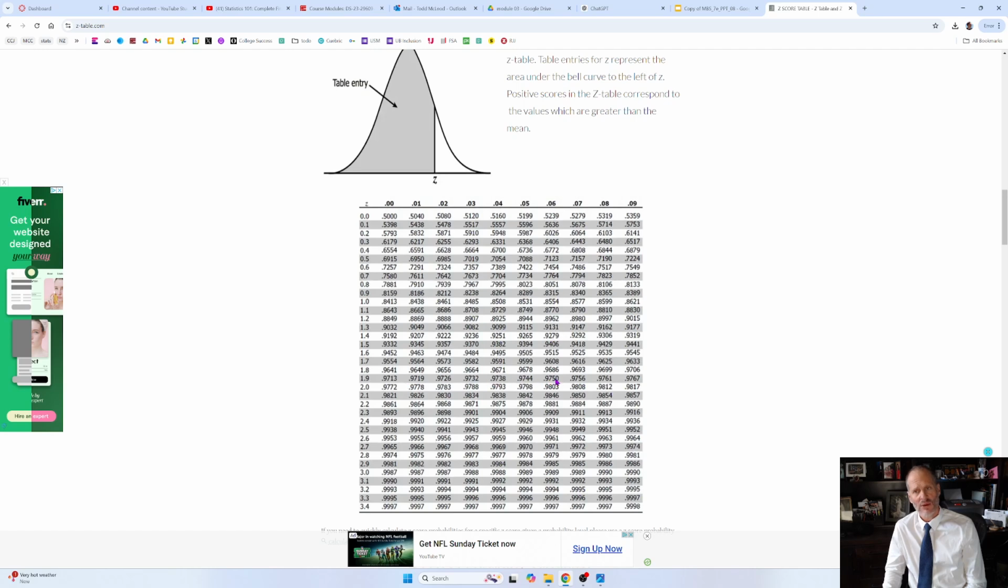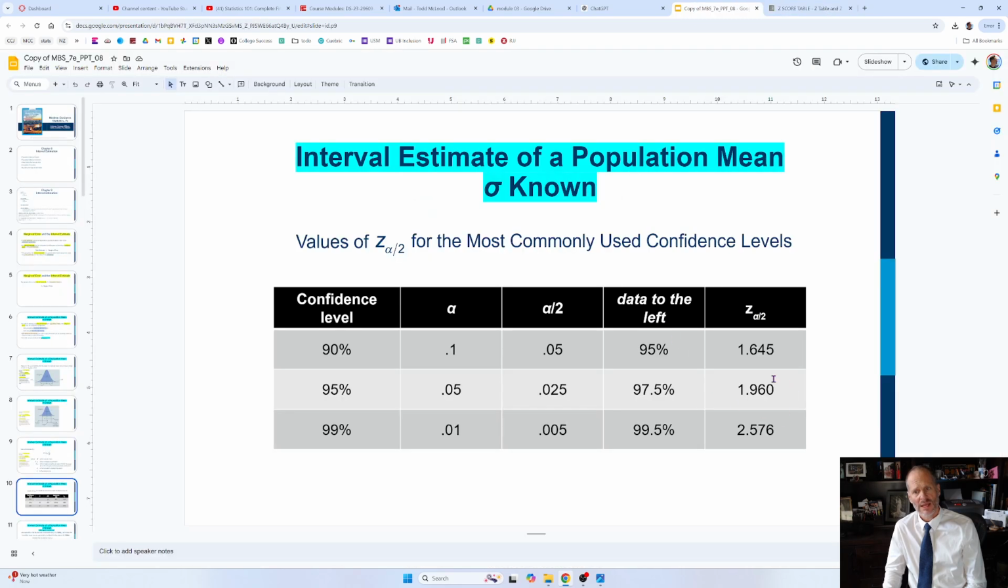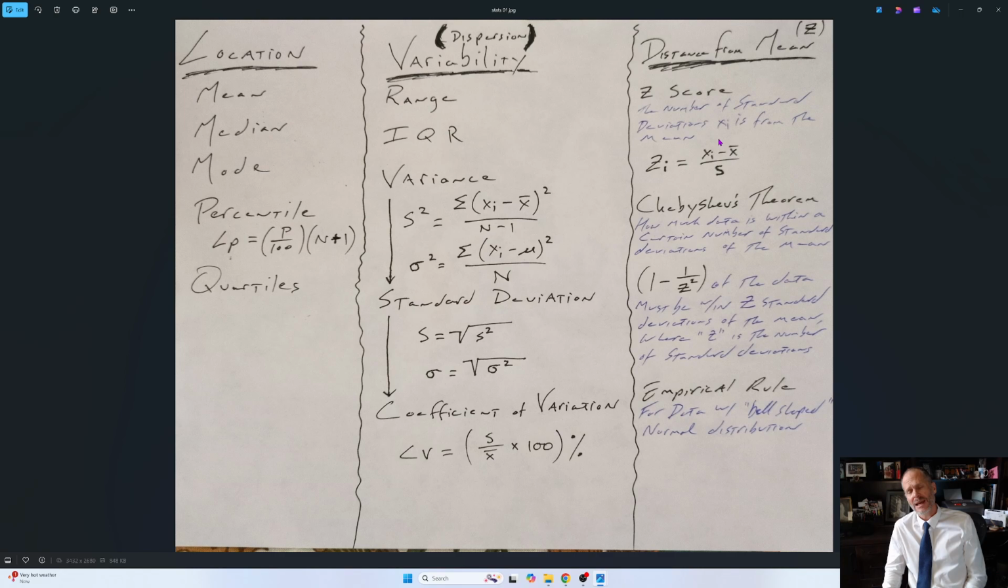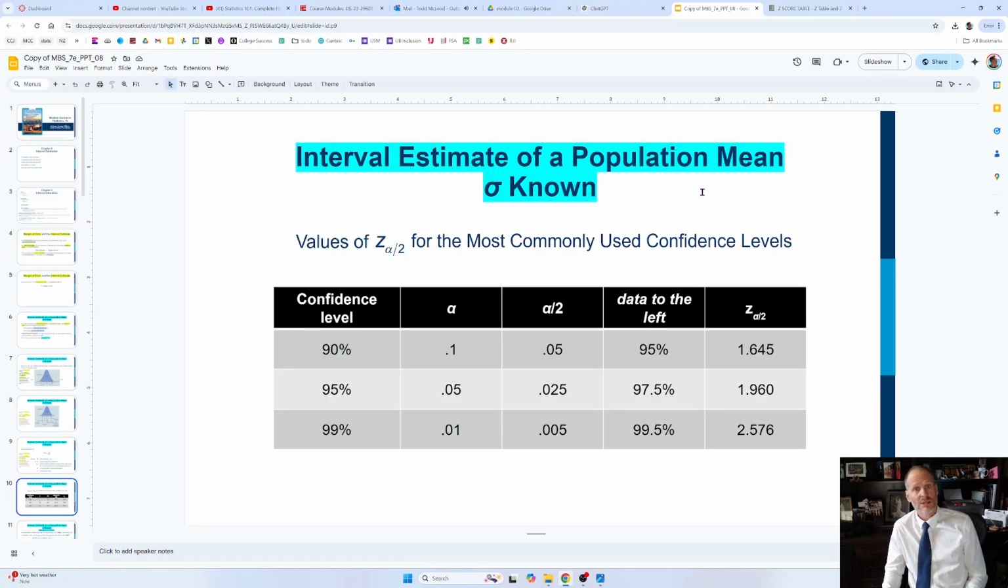97.5% is 1.96. That's our z-score, the z subscript alpha divided by 2. If you remember, z is a measure of how far some data point is from the mean in standard deviations. So it's a measure of how many standard deviations this point is from the mean. That's what z is.